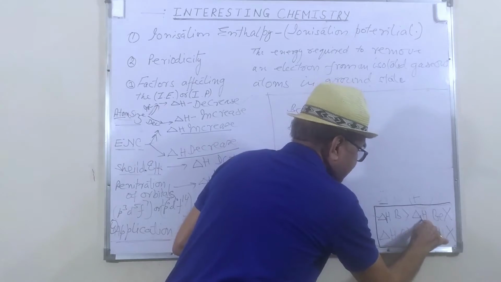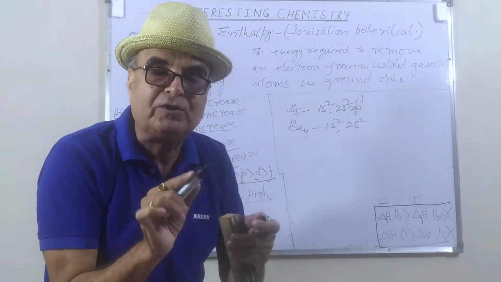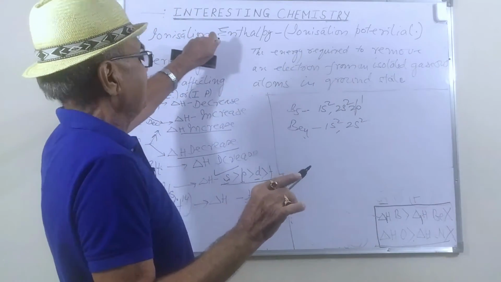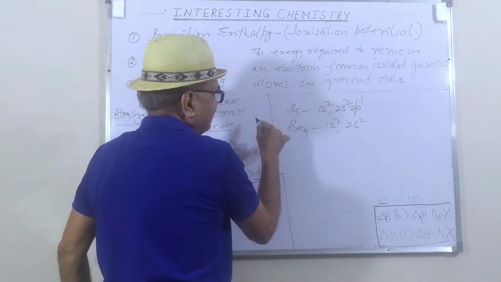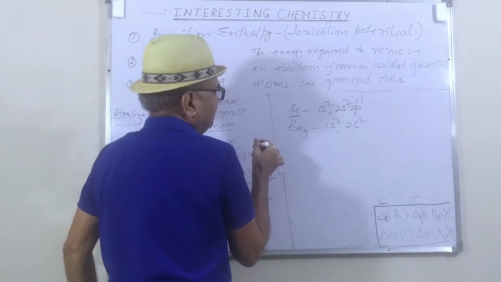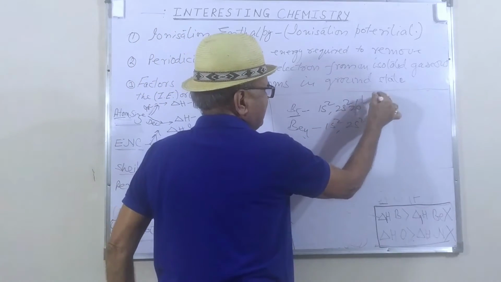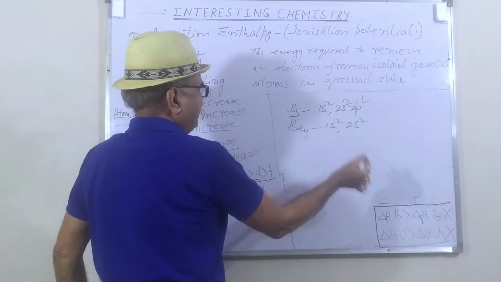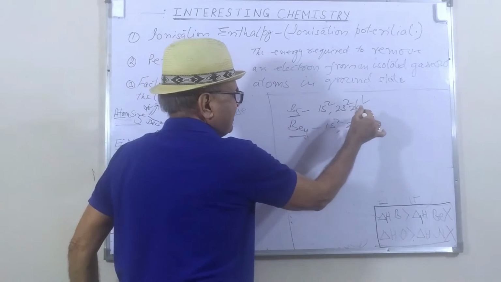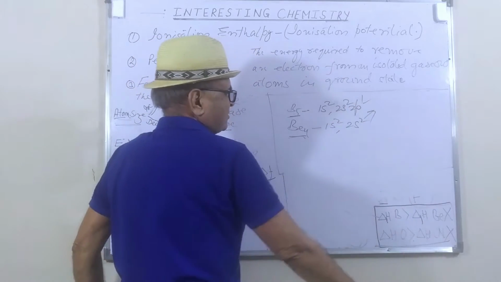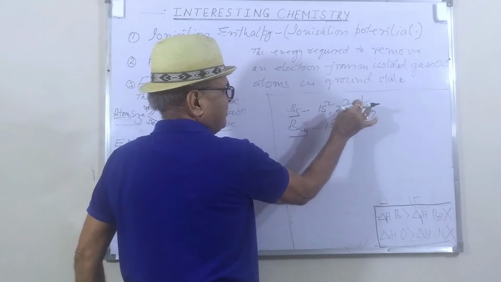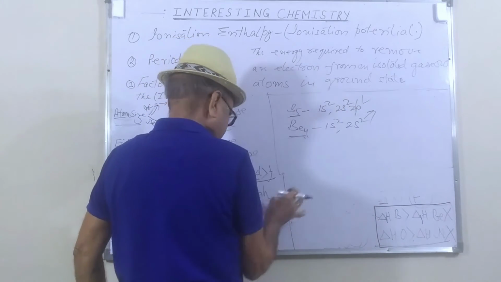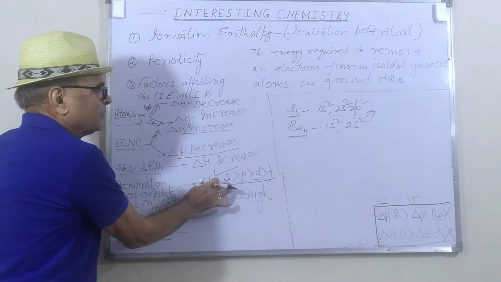Please also correct it: I am talking only about the first ionization enthalpy. So in boron, the first electron is removed from P, and in beryllium the first electron is removed from S. So the penetration power of S is greater than the penetration power of P, as I explained in this way.